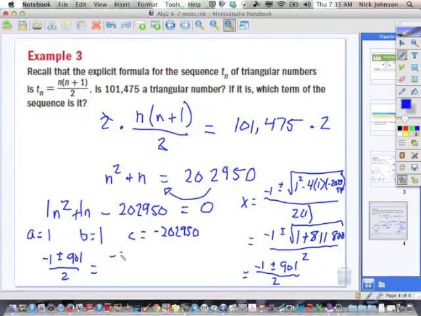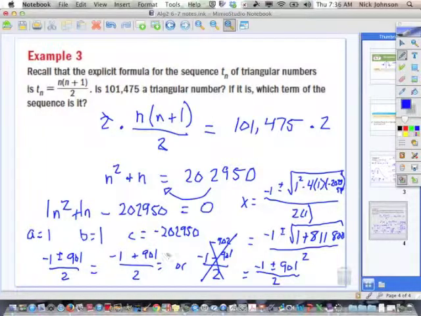So that gives me negative 1 plus 901 divided by 2, or negative 1 minus 901 divided by 2. Now, if you notice here, negative 1 minus 901 is going to be negative 902. Can we have a negative term in our sequence? No. So this answer is not going to matter. So this becomes 900 divided by 2, and 900 divided by 2 we know is 450. So is this a triangular number? Yes. Which term is it? The 450th term.